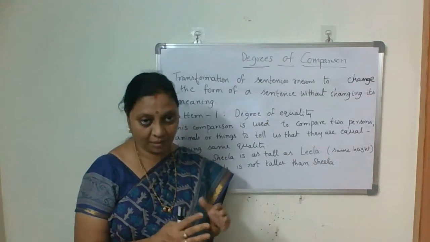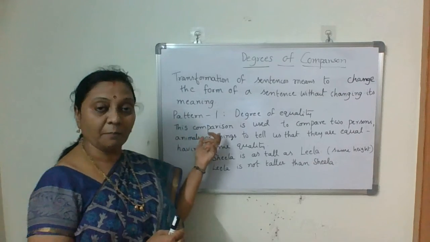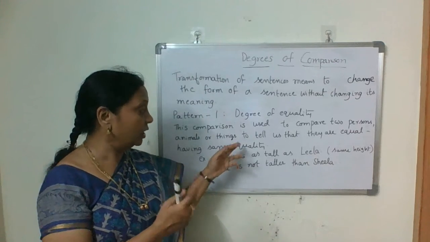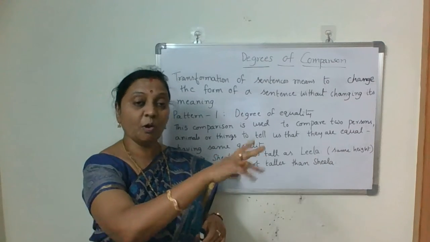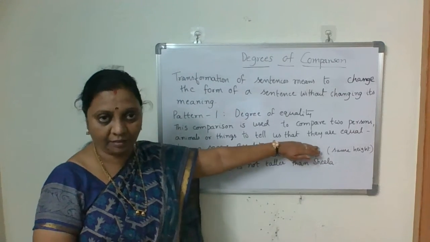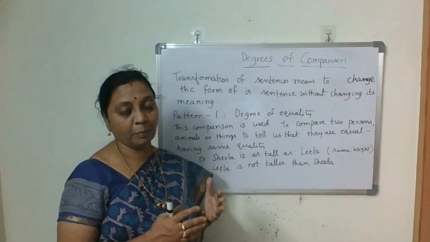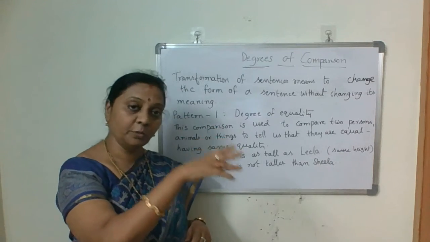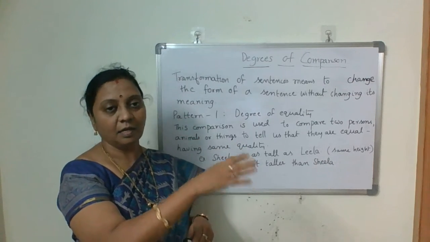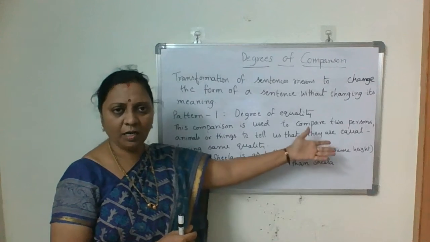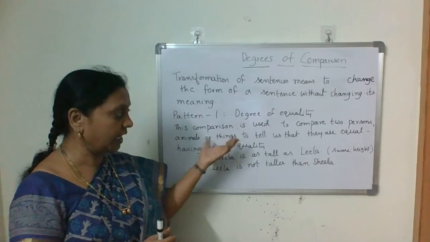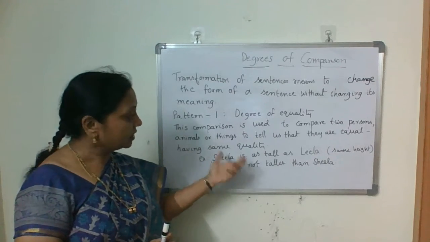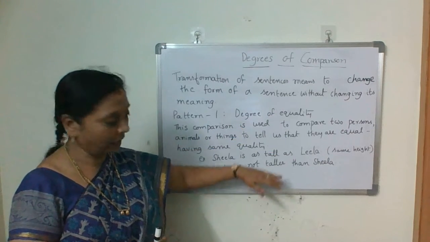Degree of equality. This comparison is used to compare two persons, animals or things, to tell that those two are equal, same quality, they are equal. Degree of equality means to show that two things or two animals or two persons are same, equal or of same quality. They have same quality or both are equal. In such cases we use this first pattern.